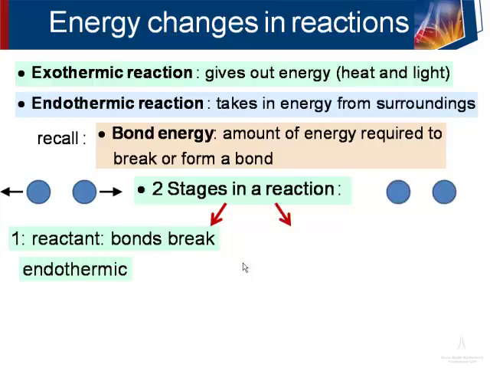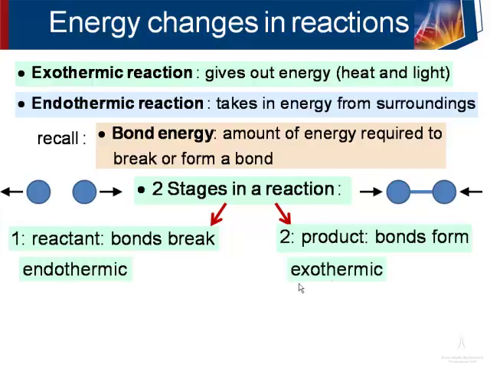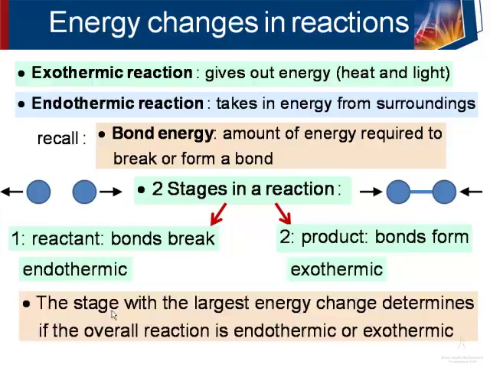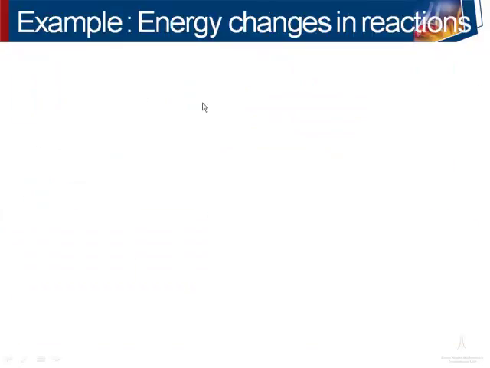The next stage is the formation of new bonds. In other words, when we form new products, where you form bonds as shown over there. And that process, or that stage, is generally exothermic. Now, the stage with the largest energy change therefore determines if the overall reaction is endothermic or exothermic. To explain this further, let's use this example.